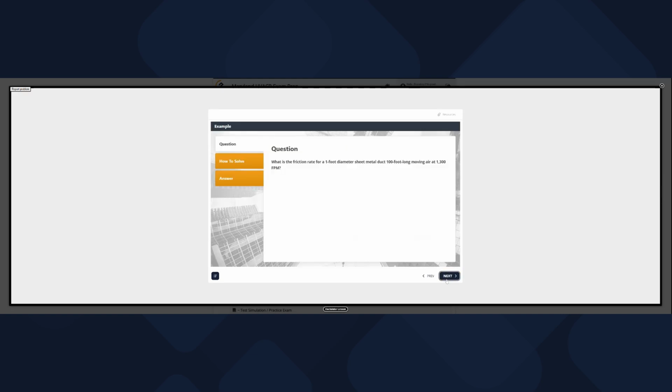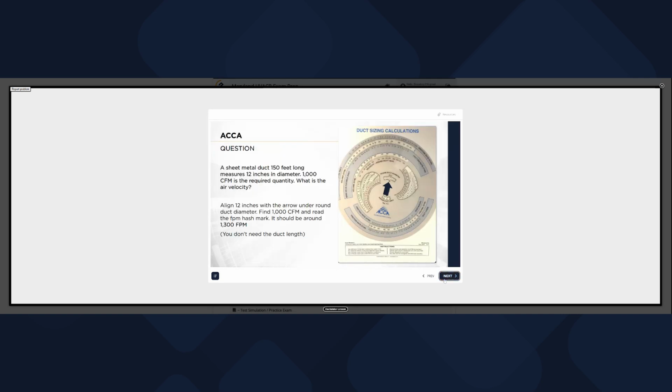Let's work through another example. Click the next button or on each tab to see how to solve and the correct answer. Question: a sheet metal duct 150 feet long measures 12 inches in diameter. 1,000 CFM is the required quantity. What is the air velocity?